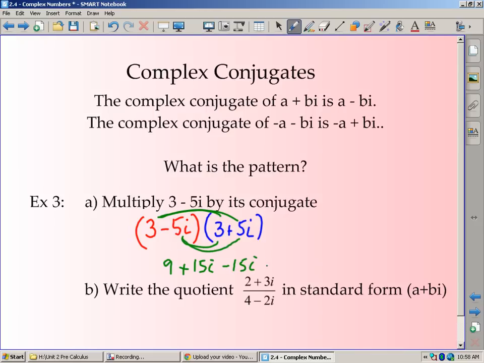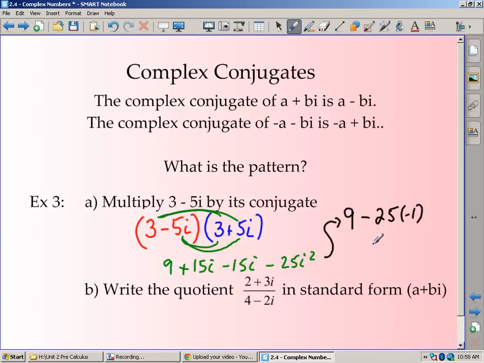So that's what I get when I deal with this, and I'm going to move over here just because I'm running out of room. You'll notice the 15i's cancel each other out, so I'm left with 9 minus 25 times i squared. Well, i squared we just said was negative 1, so it's really 9 plus 25, which would give me 34 for the solution.